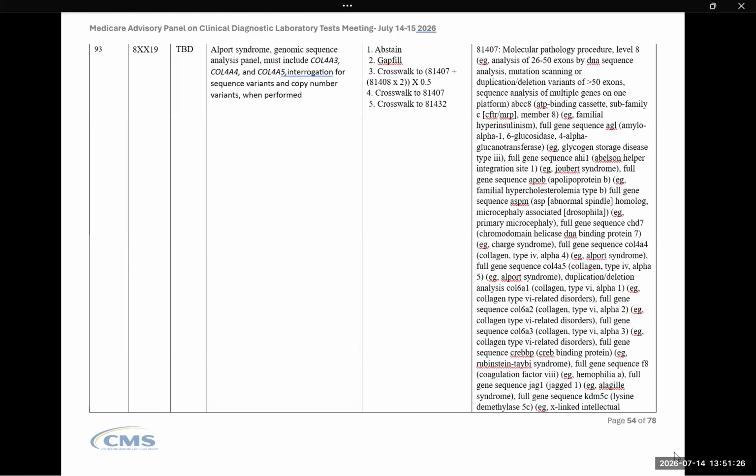We looked at that recommendation. We looked at the tier 2 codes that are referenced in that recommendation, and we searched for a representative tier 1 code and identified 81432 as the most comparable assay. And so the committee recommends, or the panel recommends 81432 crosswalk to this 8XX19 tier 1 code. Okay, do we have any questions from the panel or from CMS about this code?